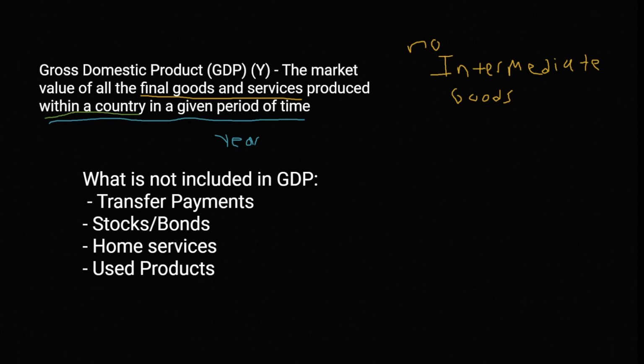Similarly, stocks and bonds are not included in GDP because you're just kind of loaning them money, and you're not purchasing anything from the company by investing in a company.